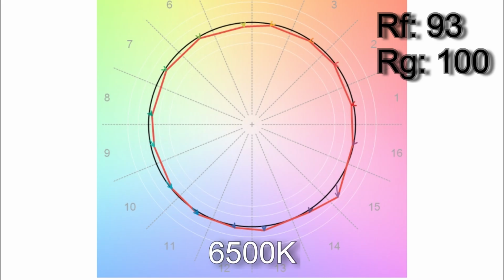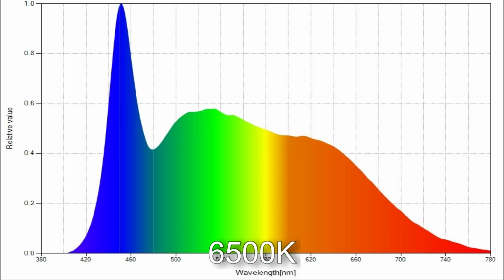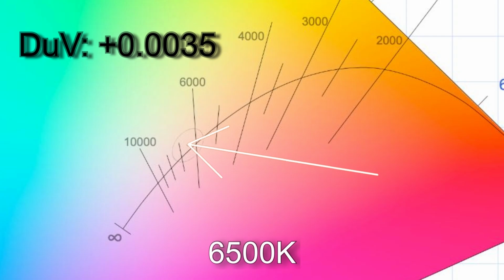When I dialed in 6,500 Kelvin, I got 6,507. The TM30 color vector results were 93% average color accuracy with an average 100% color saturation. Here are the CRI results, and only R9 and R12 are below 90. Here is the spectrum distribution, and the white point came in with a delta UV of plus 0.0035, which makes the light green at this point to somewhere between a 1/8 and a 1/4 correction gel.